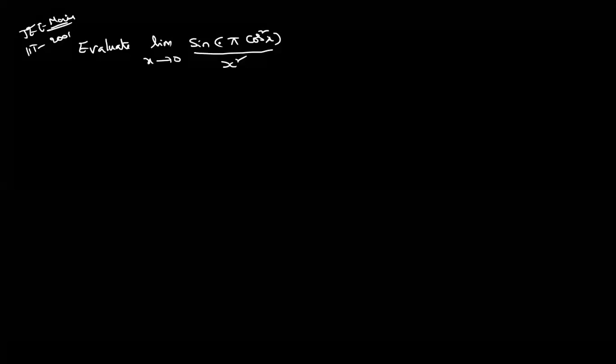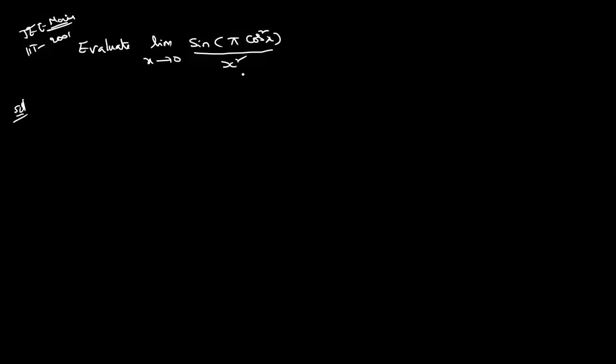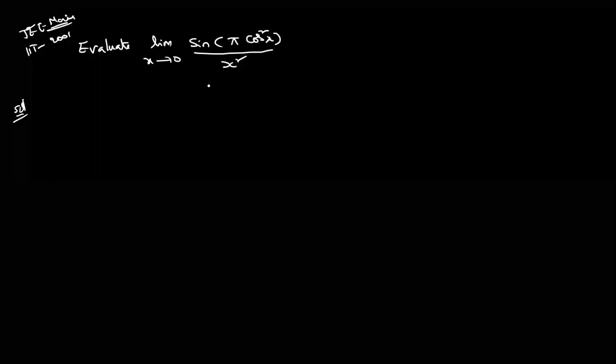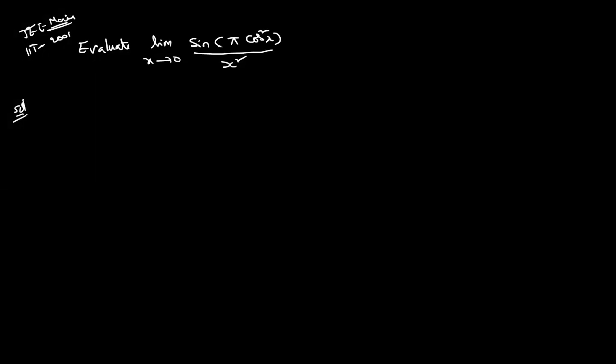How to solve? Sine of pi cos square x by x square. See, this is completely based on logic. Small logic is required. What is that? First of all, I told you, especially in functions and limits, whatever it may be, combining trigonometric formulas is very important. If you know trigonometric formulas, you can solve easily.